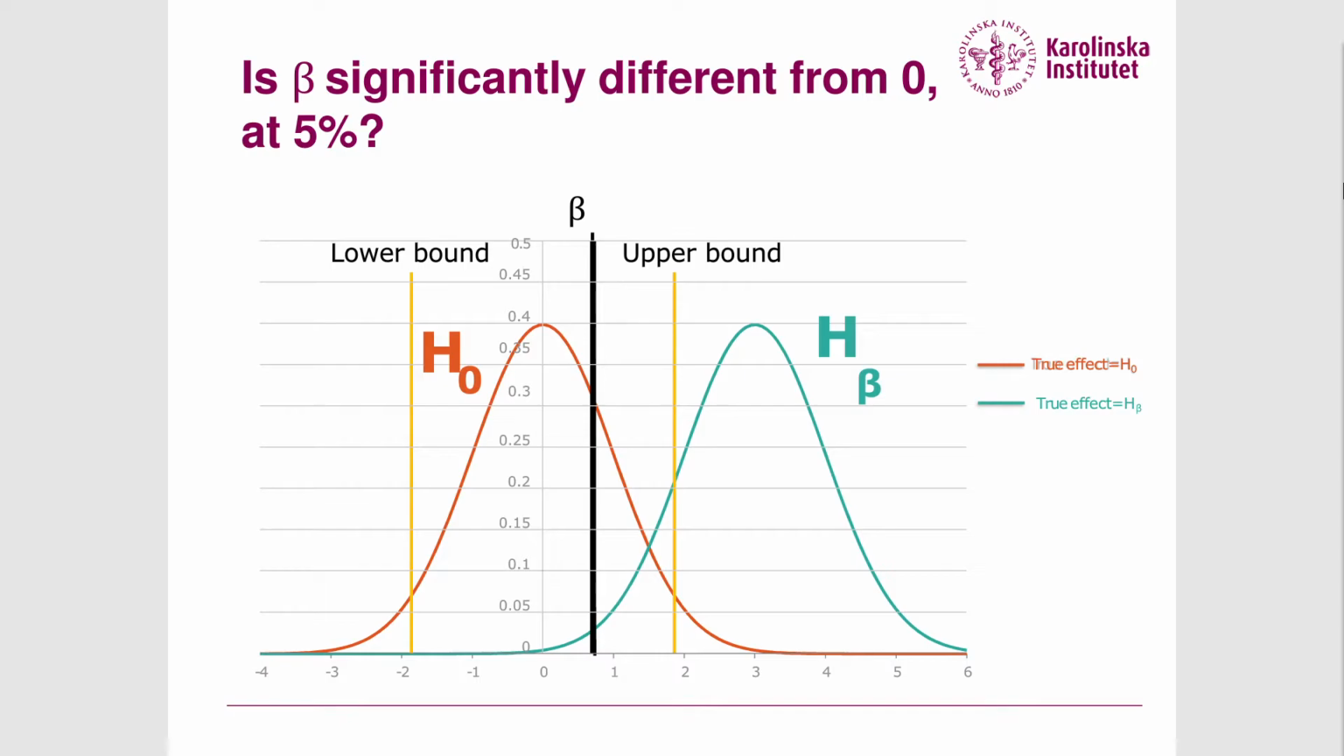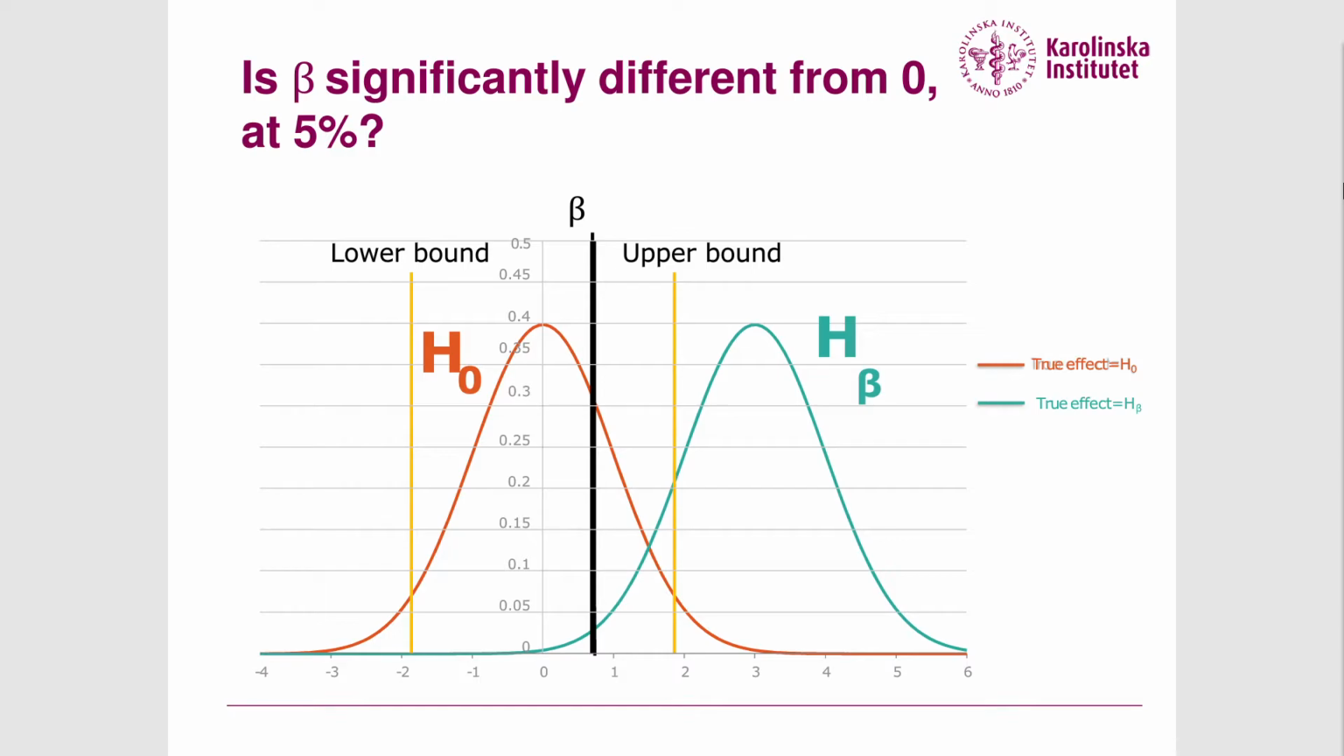Here you can see these are drawn as the lower bound and the upper bound of the confidence interval, with the estimate of beta sitting firmly in the middle of the distribution for the H0 situation. So based on this, do we think that beta is significantly different from 0 at the 5% significance level? In this answer, we would likely say no.